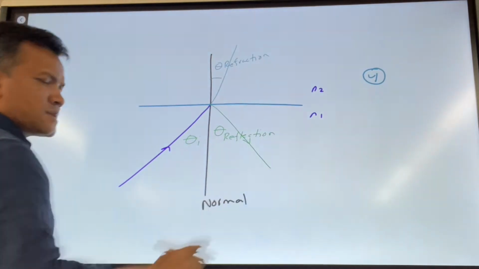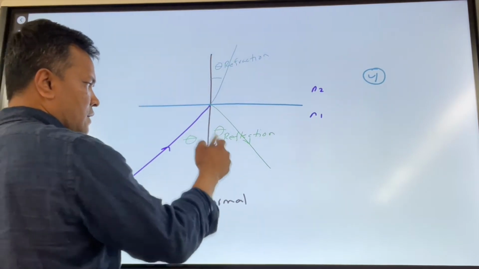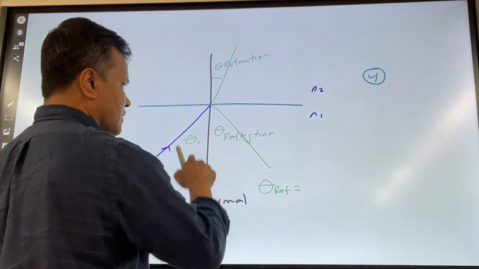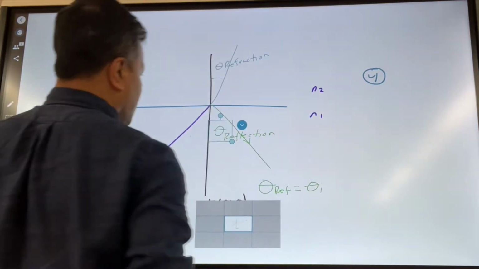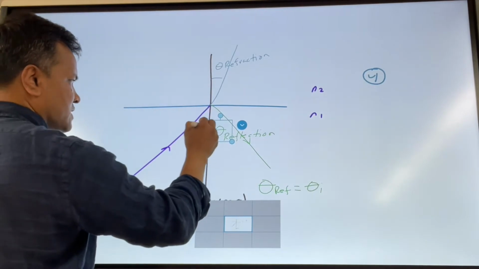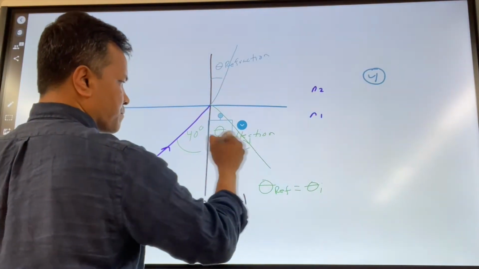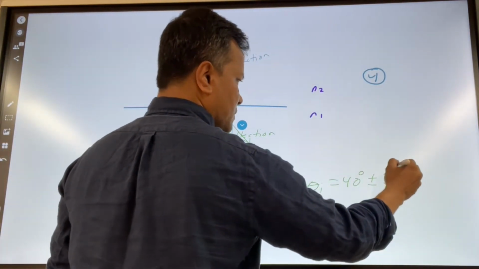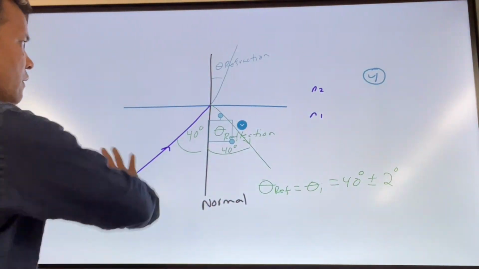In this problem, I ask you to show me the angle of reflection. So angle of reflection is equal to angle of incident. Okay, so what is the angle of incident? It's a 40 degree angle. If this is 40 degree, this must be 40 degree. So I'm going to say 40 degree plus minus 2. Okay, that's problem number 4.